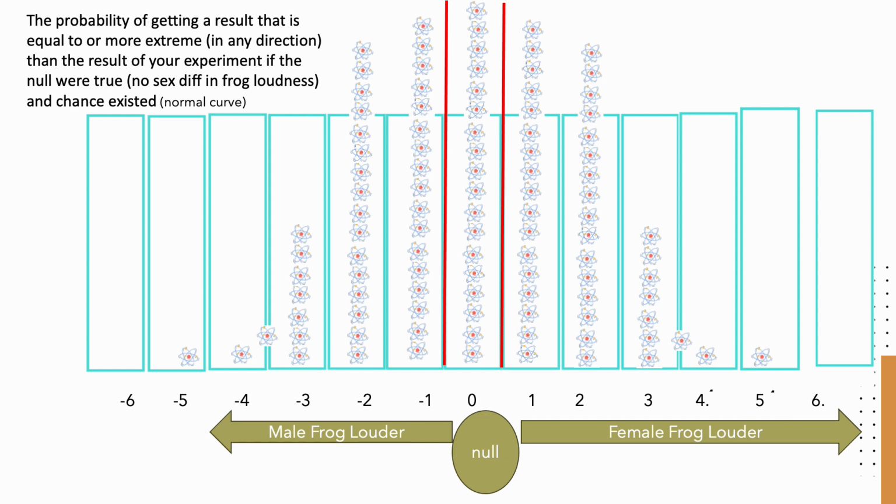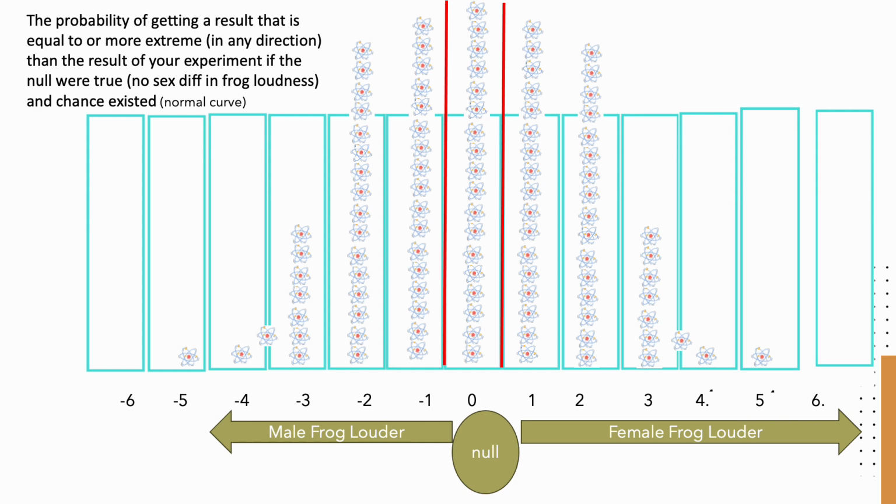So what is a p-value? First, it comes from this graph that assumes the null is true and that chance exists. Right? It assumes the null is true. Look at the most common sampled experimental result. It's assuming 0 is the true experimental result. It is specifically the probability of getting a result that is equal to or more extreme in any direction than the result of your experiment if we assume the null were true and chance existed. That probability is your p-value. You need to write that down and understand that.